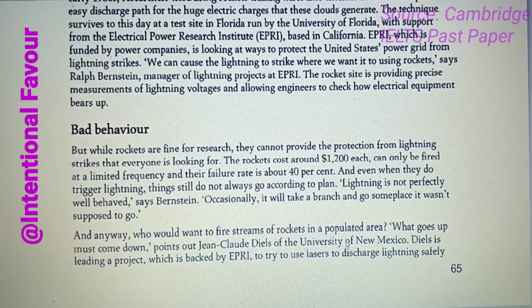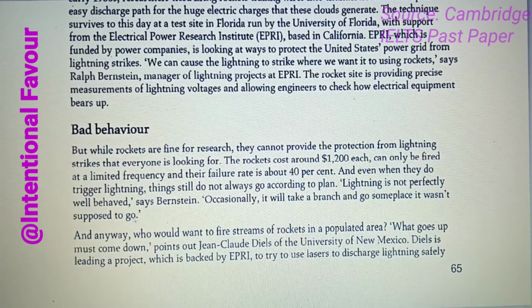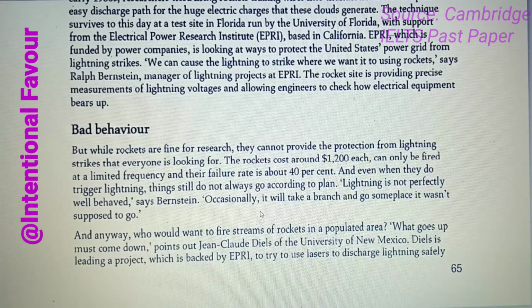And anyway, who would want to fire streams of rockets in a populated area? What goes up must come down, points out Jean Claude Dels of the University of New Mexico. Dels, so University of New Mexico, Dels is leading a project. Okay, since Dels is from University of New Mexico, this is about University of New Mexico. So Dels is leading a project which is backed by EPRI.